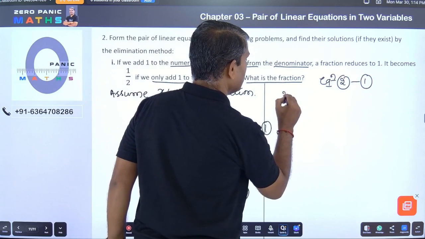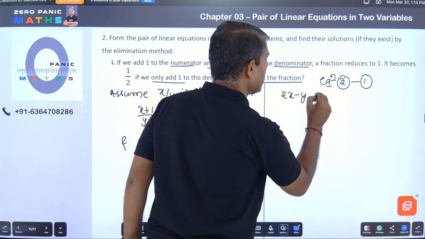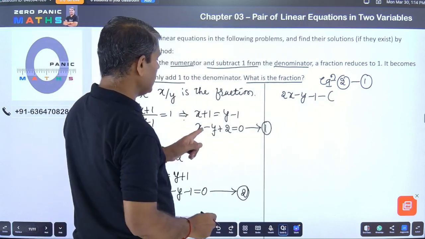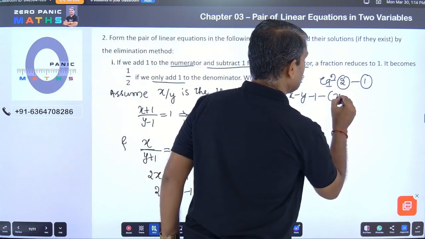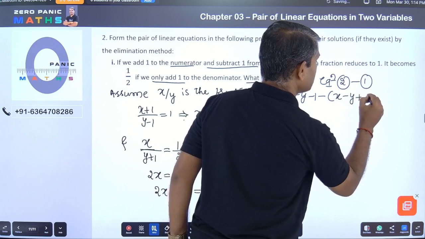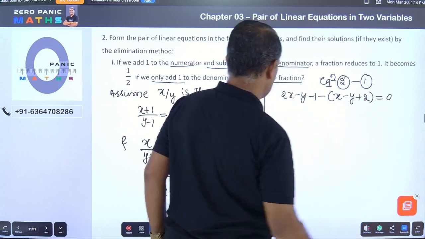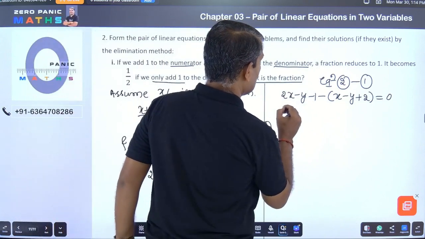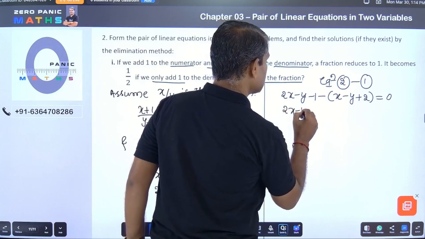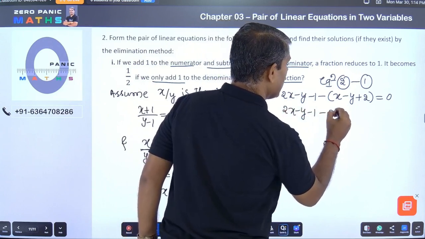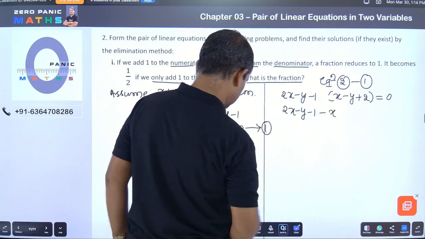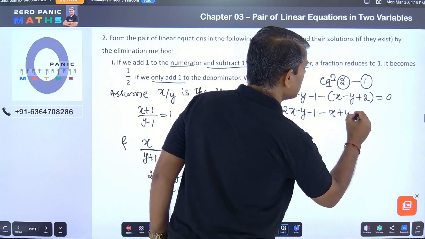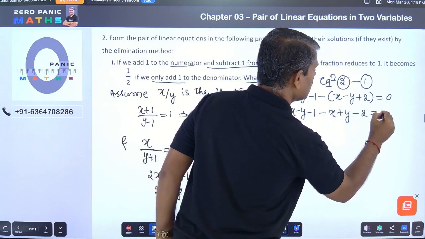What is equation 2? 2x minus y minus 1, and minus of, what is that? x minus y plus 2. x minus y plus 2 is equal to 0, because for both the equations it is 0 on the right side. So what will it give me? 2x minus y minus 1 minus x, and minus into minus, that is plus y, and minus into plus, that is minus 2, is equal to 0.